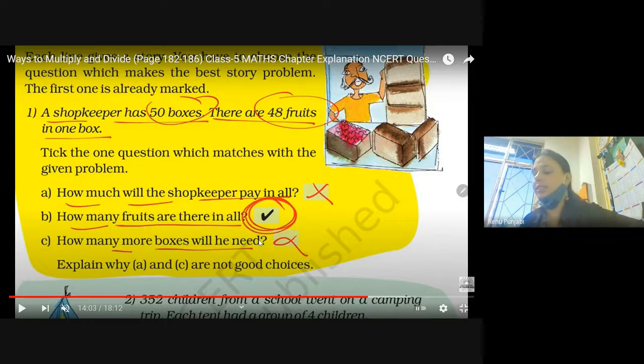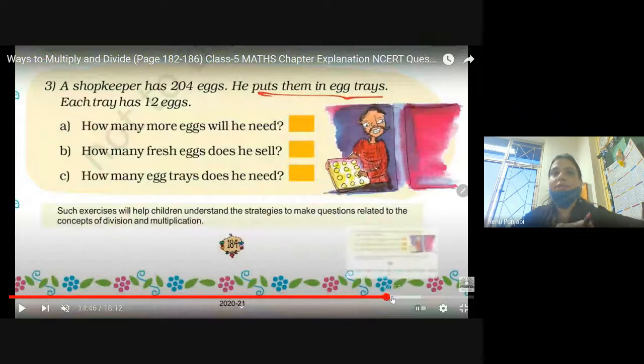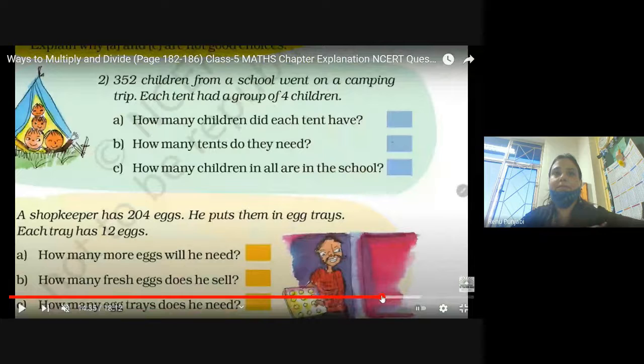Now come to the next. This first one is already done for you. 352 children from a school went on a camping trip. Each tent had a group of 4 children. So which sentence is the correct sentence for it? Ma'am, how many tents do they need? You need to find by division. So how many tents do they need?